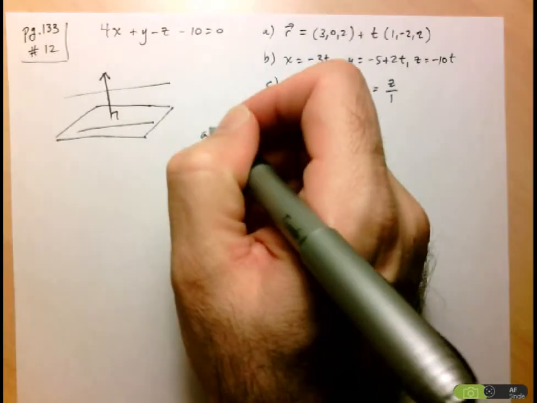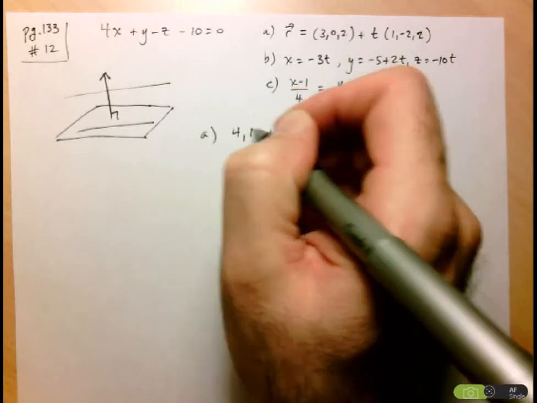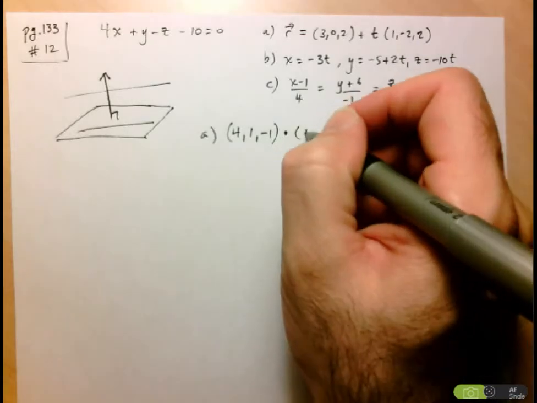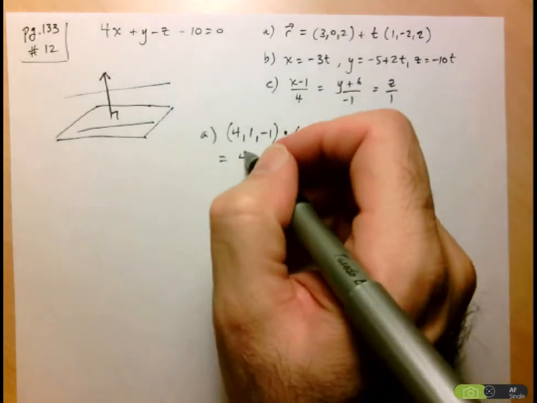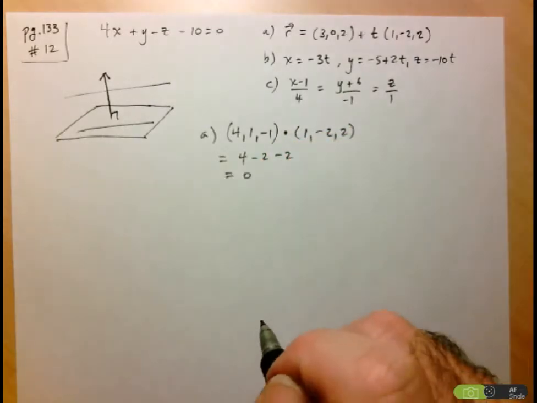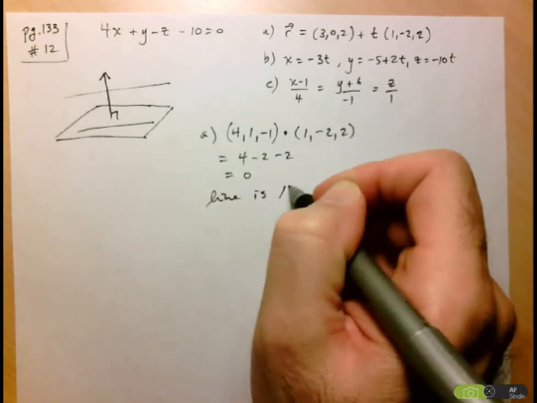Okay, so let's start with A. So here we've got the normal vector 4, 1, negative 1, and I'll dot that with the direction vector of the first. So here we've got 1, negative 2, 2. And here we've got 4 minus 2 minus 2, which is equal to 0. Okay, so that means the line is parallel to the plane.